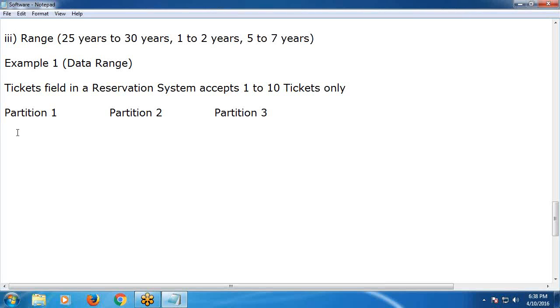Rahman, make that range into partitions. First partition, suppose 0. Second partition, 1 to 10. Third partition, Krishna Chaitanya?